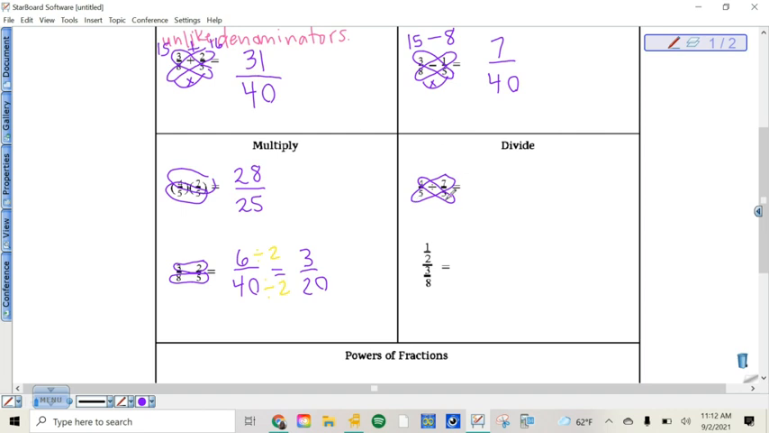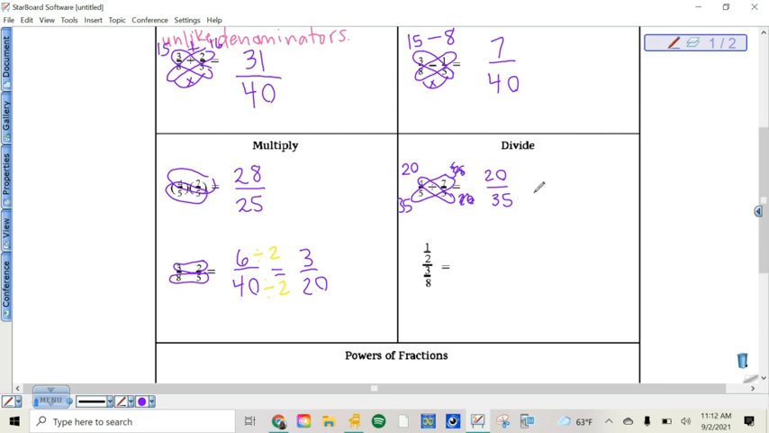So what is 5 times 4? 20. And then 7 times 5 is 35. So my answer is what? 20 over 35. Do you see how if we wrote the answers over here on the right side, we'd get 35 over 20? But that's not what we want. So make sure you write your answers over on the left side.